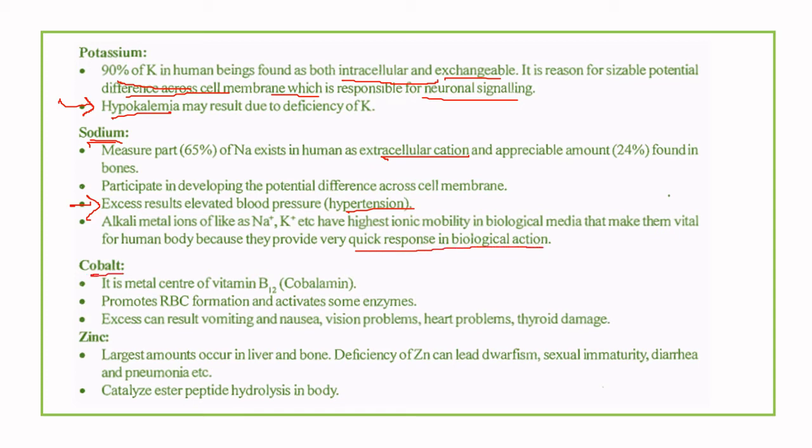Then comes cobalt. It is the metal center of vitamin B12, that is cobalamin. It promotes RBC formation and activates some enzymes. Excess can result in vomiting, nausea, vision problems, heart problems, and thyroid damage.